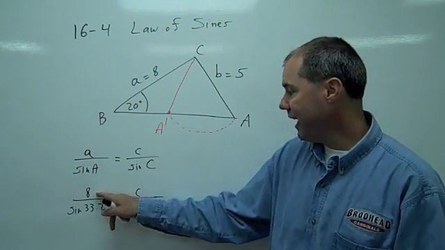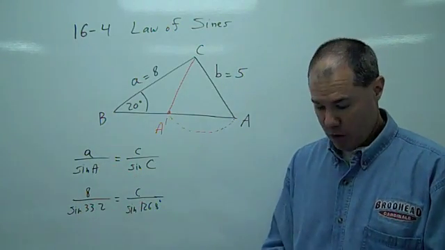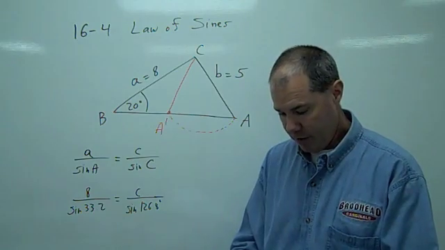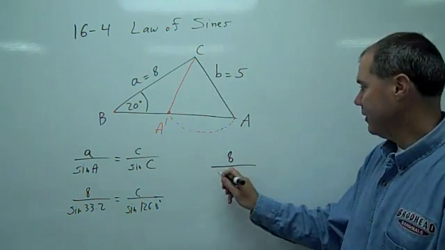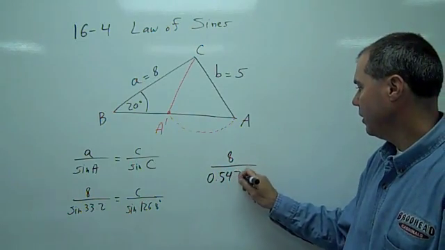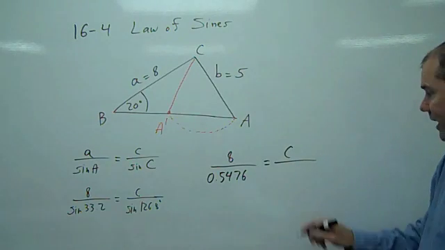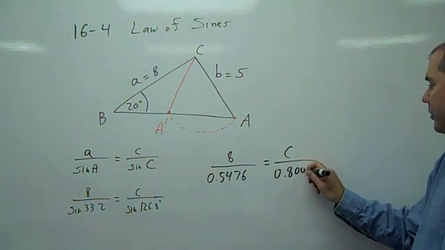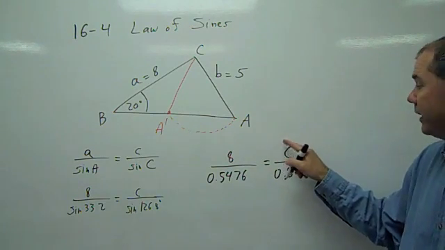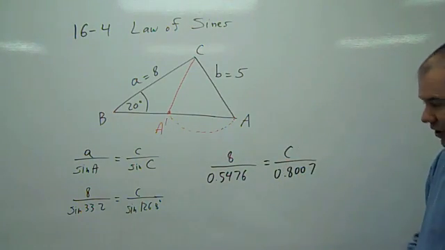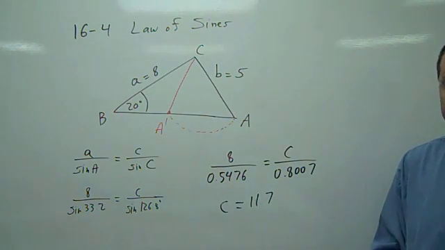A is length 8. Angle A is 33.2 degrees. Let's work this out. The sine of 33.2 is 0.5476 equals C over the sine of 126.8, which is 0.8007. Solving this proportion, which we did in an earlier video, gives you side C. C works out to be 11.7. Then we've solved the triangle.